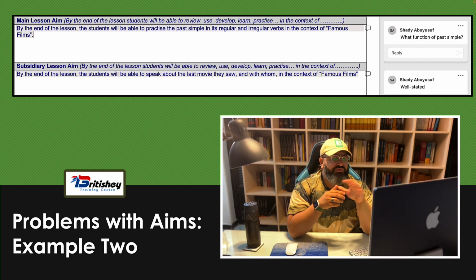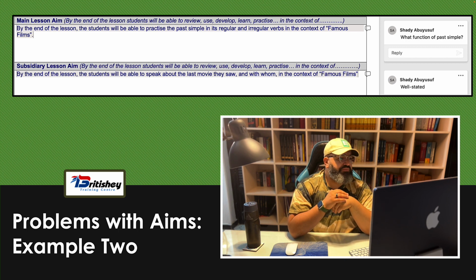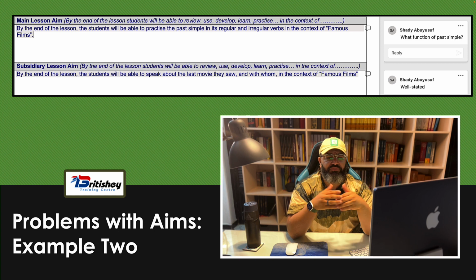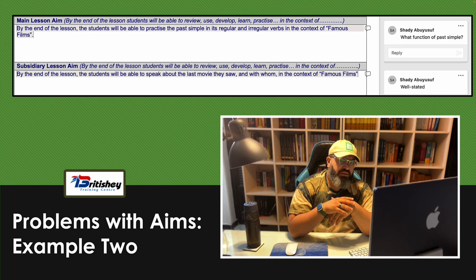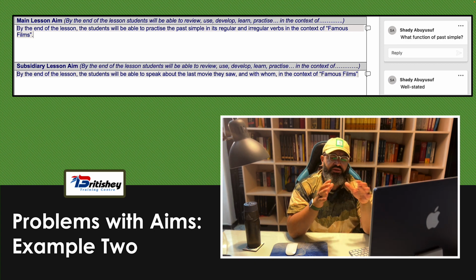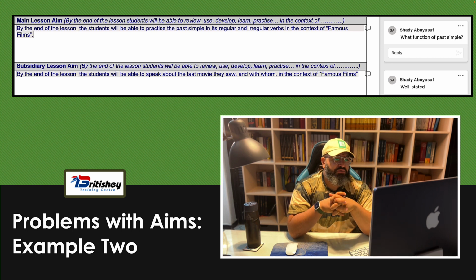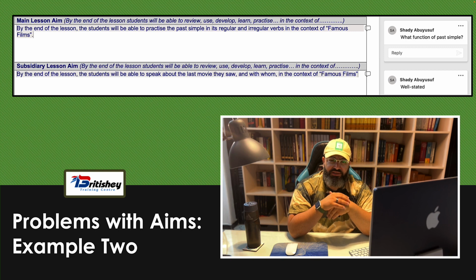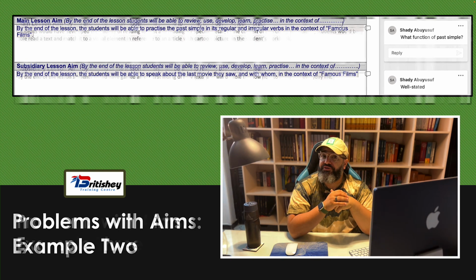I said, for the first one, I put this: what function of past simple? It's because you said past simple in its regular and irregular verbs, but what about meaning? You didn't say anything about the usage here. So past simple for what? Habits in the past or finished actions? What exactly? A second one, well stated. Right.